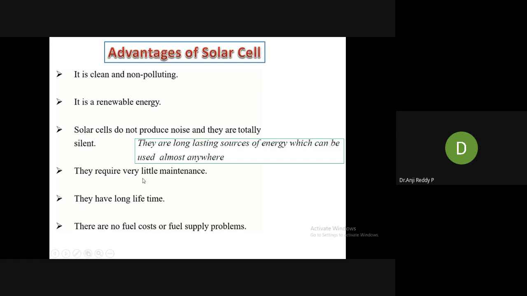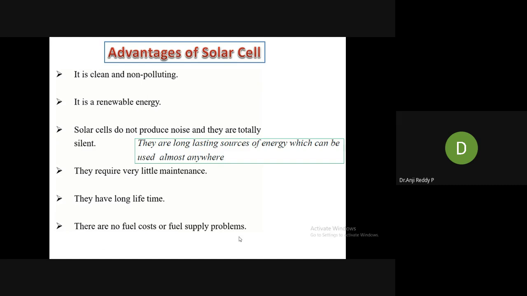They require very little maintenance. After installation, the maintenance should be almost minimum. Remember that part. They have a long lifetime. Once you install them, they will give a long lifetime, 7 or 8 years minimum. There are no fuel cost or fuel supply problems. Here we are not giving any fuel, so there is no fuel cost. It just takes the energy from the sun.